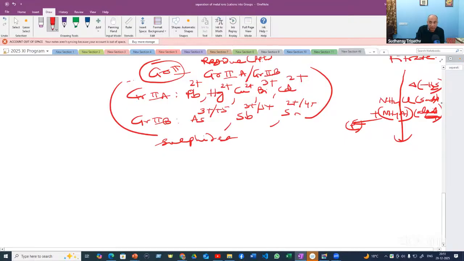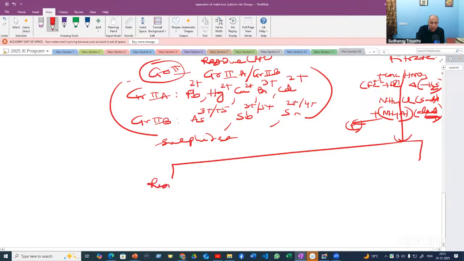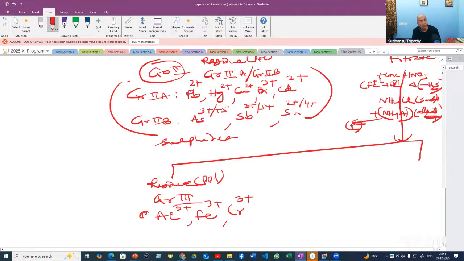Oh, by the way, after heating, you first add 2 or 3 drops of conc HNO3 and heat. Not only will H2S go out, but also, supposing some metal ions are in their lower oxidation state, ferrous will be converted to ferric. Because in this group, the residue, that is the precipitate, will contain group 3. Group 3 metal ions are aluminium, iron, all three, and chromium. In your book, there is no chromium, only aluminium and ferric. And then you take the filtrate for the rest of the groups.